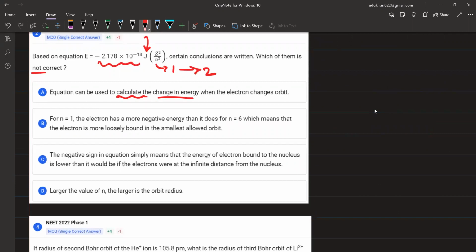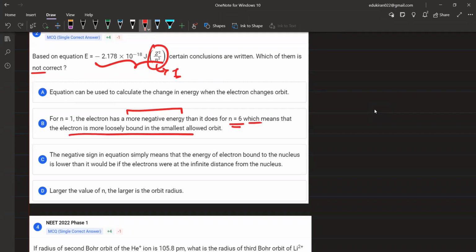Now see here, for n equal to 1, the electron has more negative energy than it does for n equal to 6. This is right, because when n is equal to 1, this quantity will be larger and this whole thing will be more negative, which means the electron is more loosely bound in the smallest allowed orbit. Now this statement is not right.